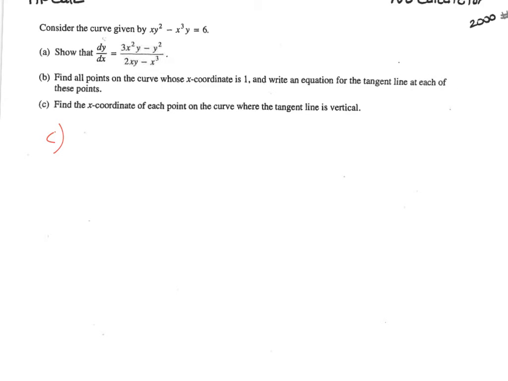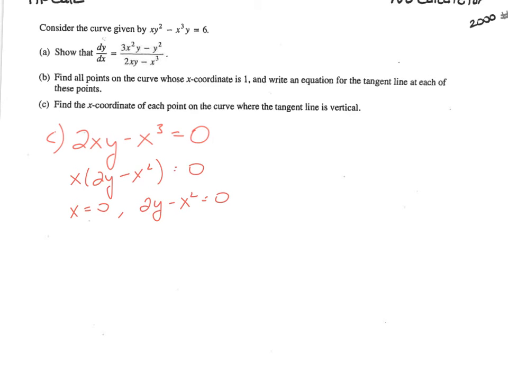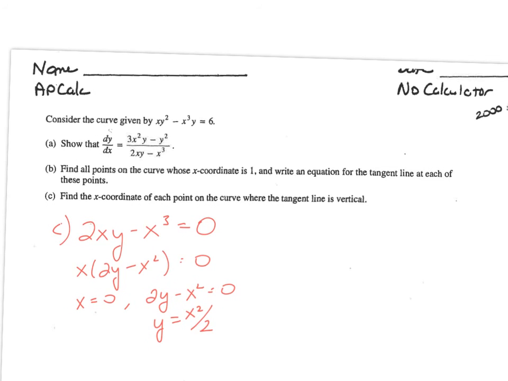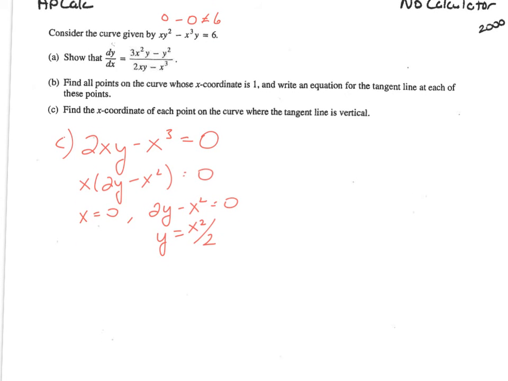And now finally for part C, we've got to find where our tangent line is vertical. So we set our denominator equal to 0. We can factor, and we get that x could be 0, or that 2y minus x squared could be 0. This means that y would be equal to x squared over 2. Now, if you look at the curve here, if we substituted x equals 0, notice that we'd get 0 minus 0 is equal to 6, which we know is not true, which means that there is no point on the curve where x is equal to 0.